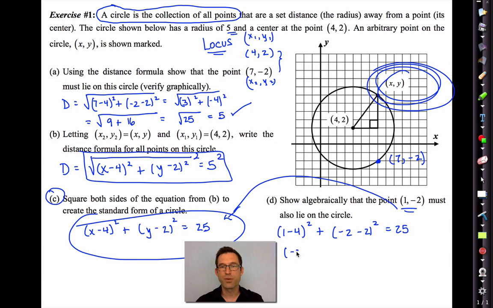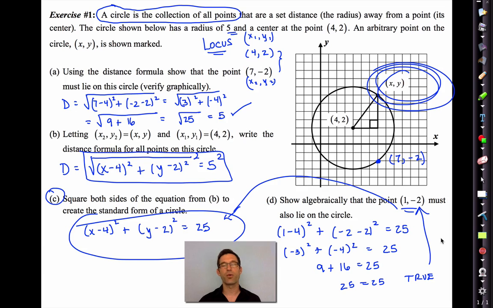Let's put -2 in there for y, and let's see if this is true. Well, 1 minus 4 is -3. We already saw this one today. -2 minus 2 is -4. -3 squared is 9. -4 squared is 16. And 25 equals 25. So since that's true, the point must lie on that equation.